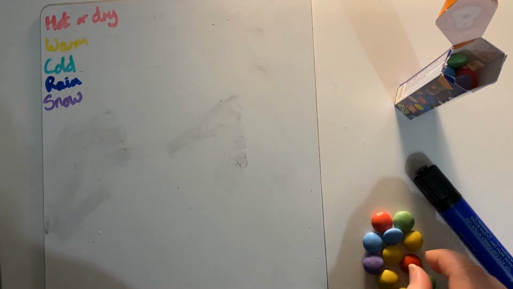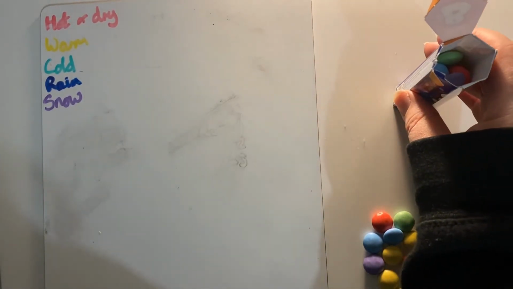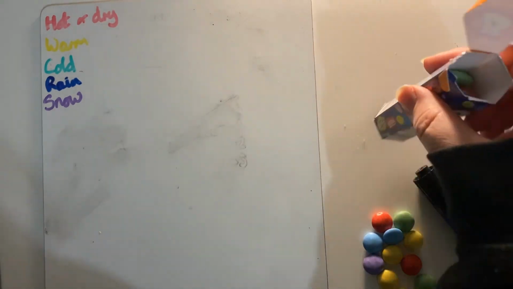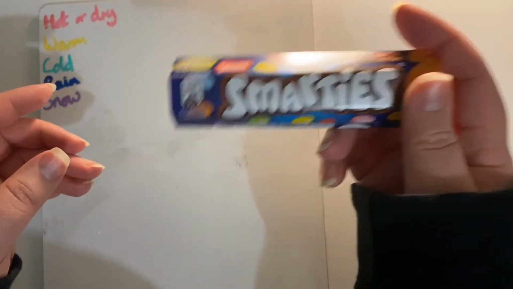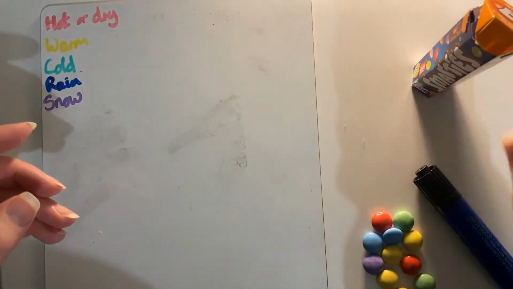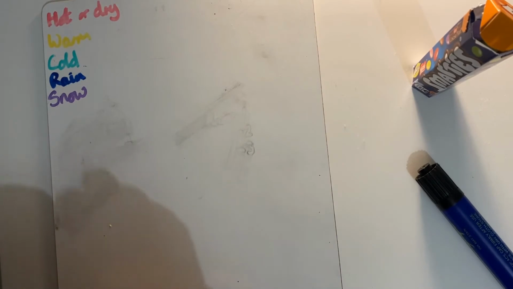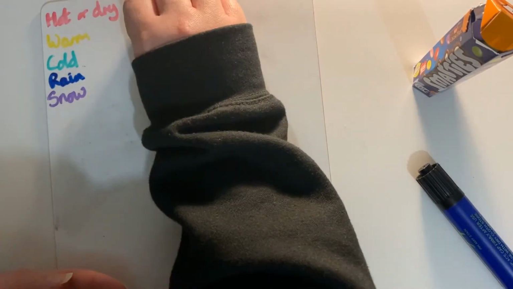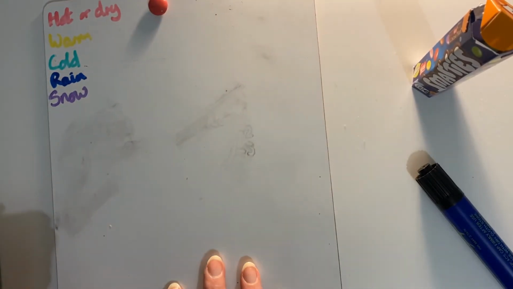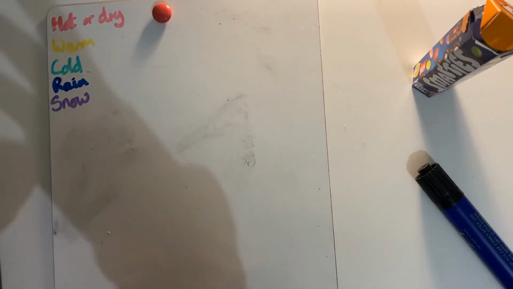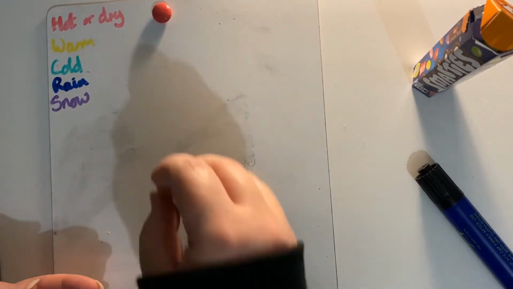Now before we can do this, I need the help of, as you can see here, some Smarties. They're going to help me out. So before we start, let's think about the different weathers there could be. So we could have hot and dry weather, and that's going to be represented by Smarties. There are lots of different weathers. I'm just doing some of them here. I don't know how well you can see that.